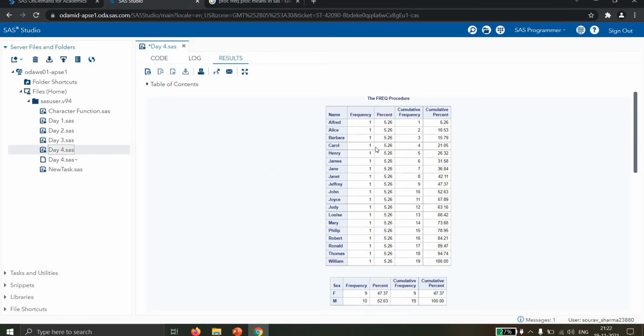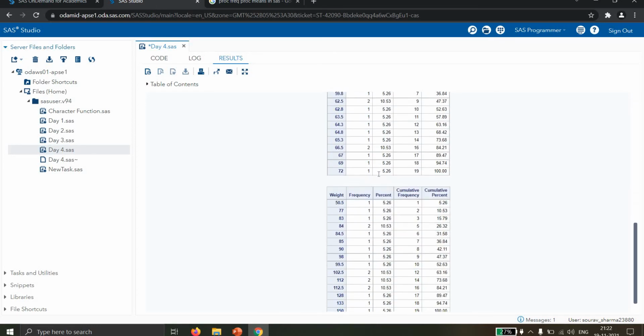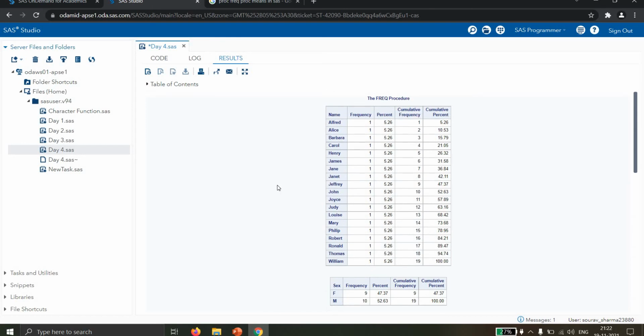Now you can see it shows me all the frequencies of my categorical variables. First they give the name, where frequency is 1. If my name is repeated, then they give 2, and if the name Alfred is there 3 times, then 3. Then the percentage in the total, and the cumulative frequency, which adds up step by step. The total count of my frequency is 19 and the total percentage is 100.